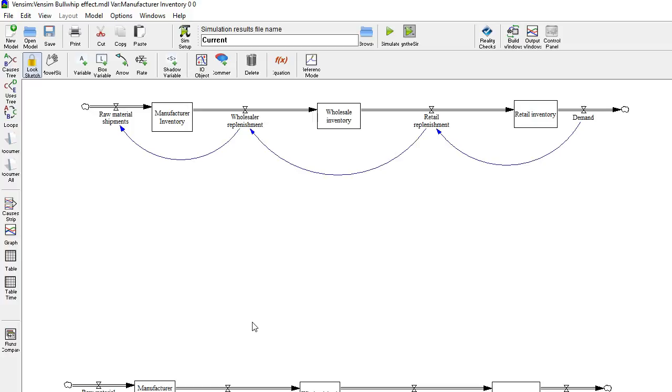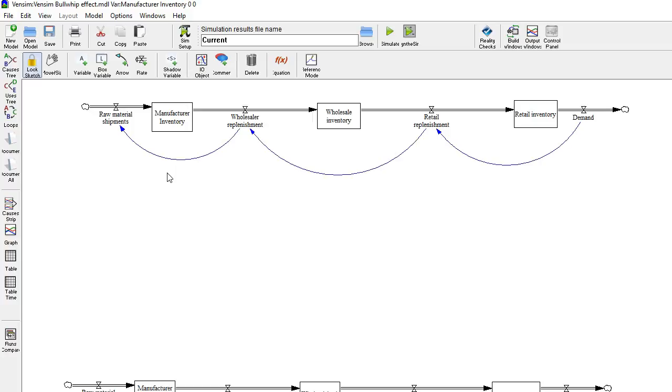So the way that this system works is that it represents flows, information flows, product or material flow, and stocks. Stocks is where the material is concentrated. In this particular case, the stock is concentrated in each one of the blocks that you can see there with titles: manufacturing inventory, wholesale inventory, and retail inventory.